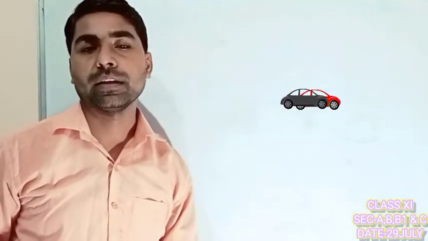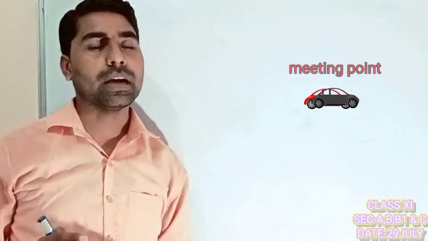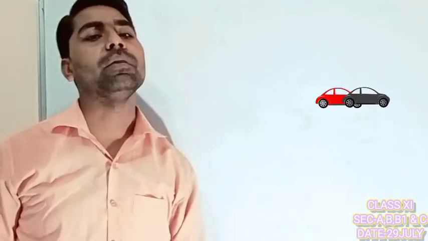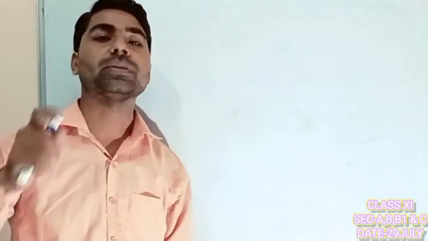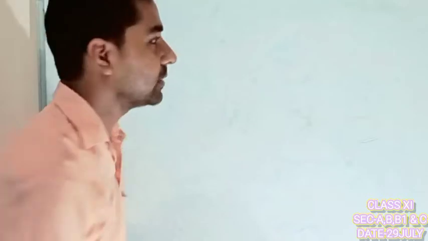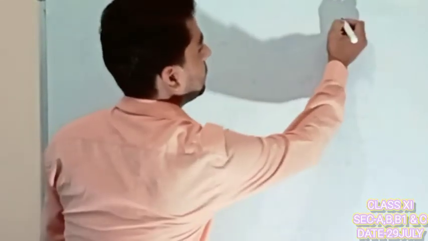So what you are observing, both the cars are moving, but at some time they will meet, in the same way as when they are moving in opposite directions. So definitely they will meet at some point. But if they are moving in the same direction with a difference in velocity, at that time also they will meet at some point. What I mean, see here with the graph first.